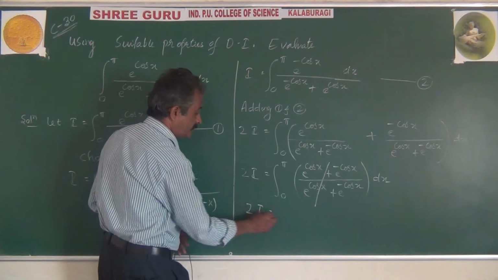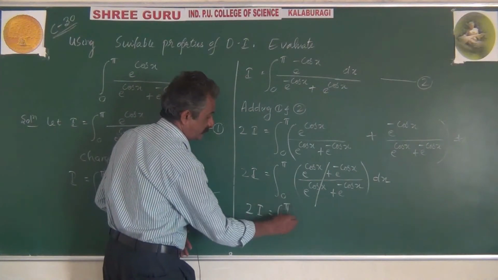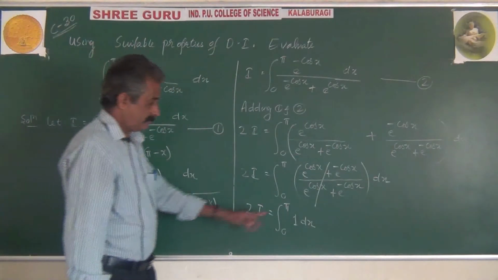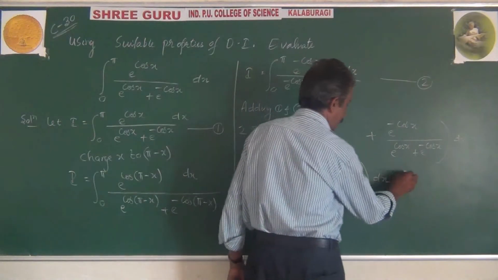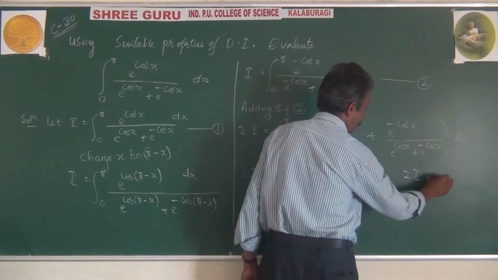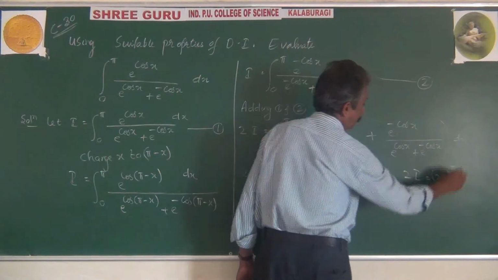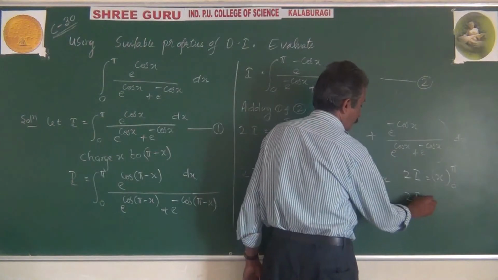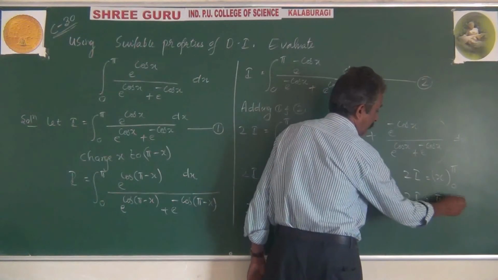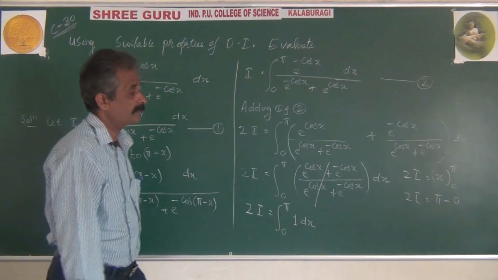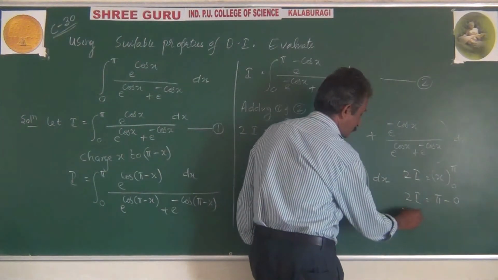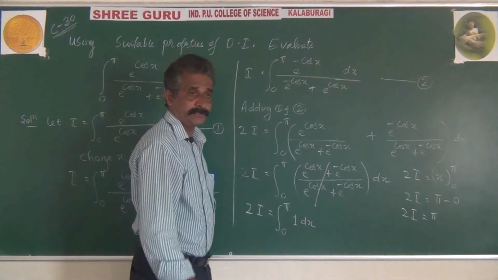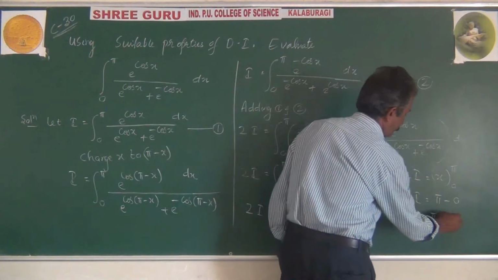2I equal to integration 0 to pi 1 dx. Integration of 1 dx is x. 2I equal to x, limits 0 to pi. That is 2I equal to upper limit put x equal to pi, value pi, lower limit put x equal to 0, value 0. Hence 2I is equal to pi. Then I is how much? Pi divided by 2.